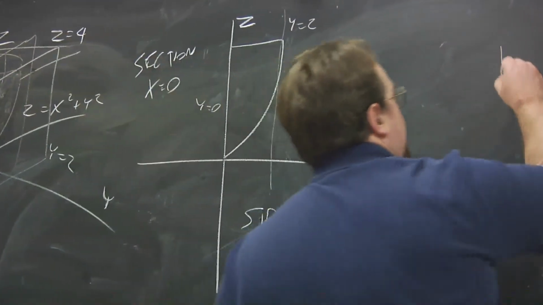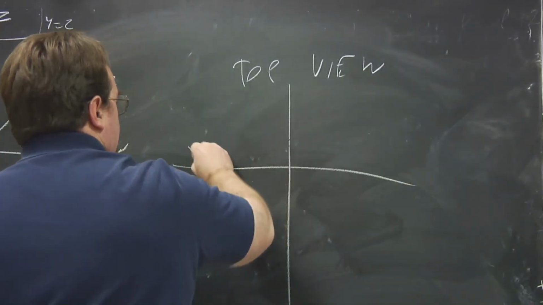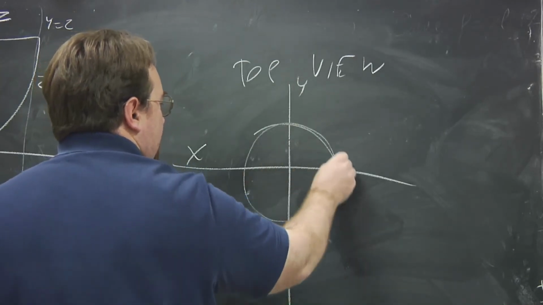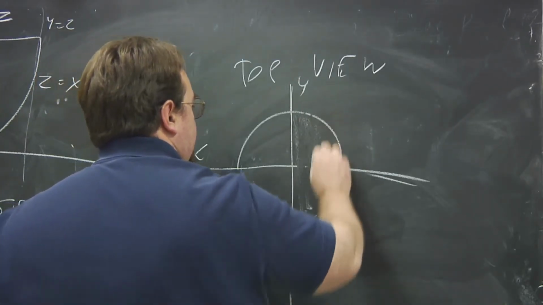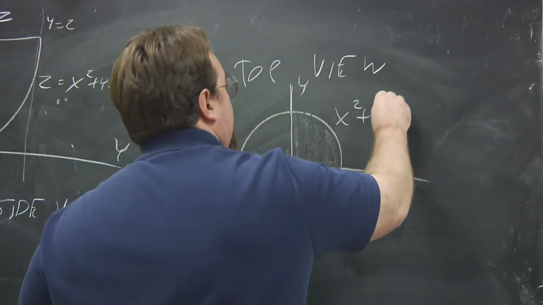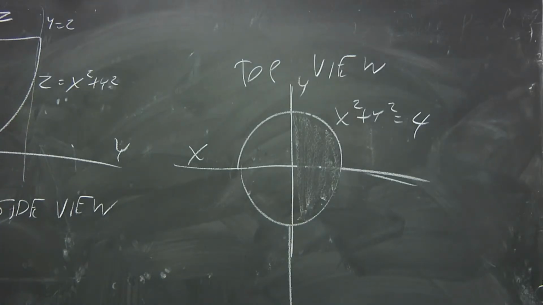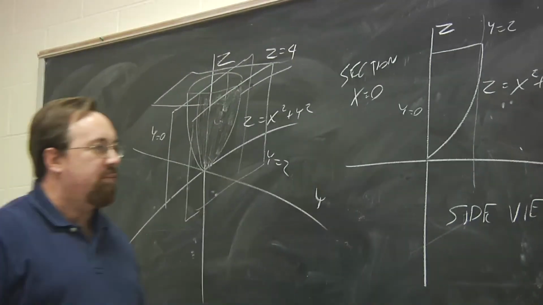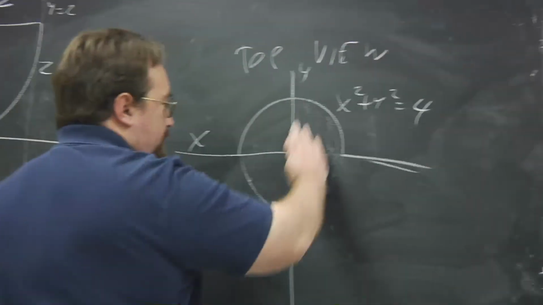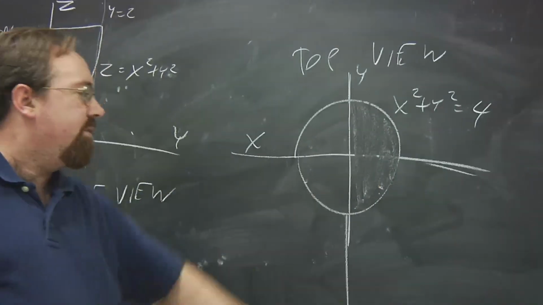A top view, so now the z-axis is coming out of the board. We have x and y. All we can see looking from the top is this portion, which is what we care about. At the top we're looking at x squared plus y squared is equal to 4, because the plane z equals 4 marks the top of the solid. So looking from above, this is the part we care about. We're only integrating over this half of the solid.